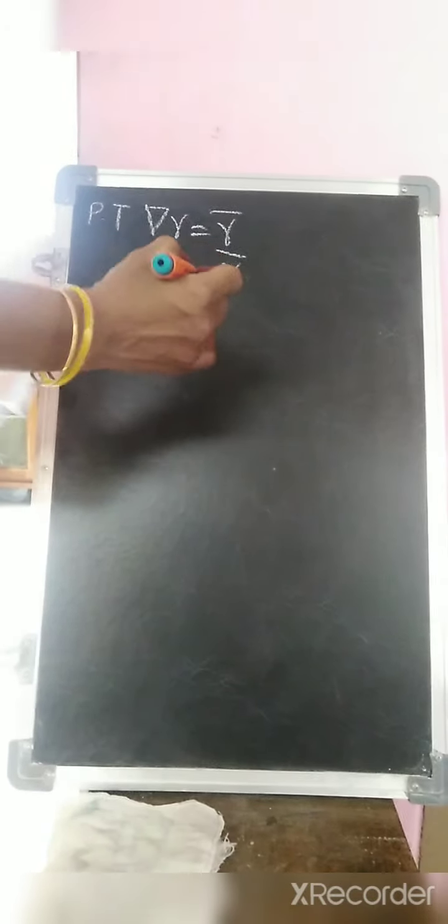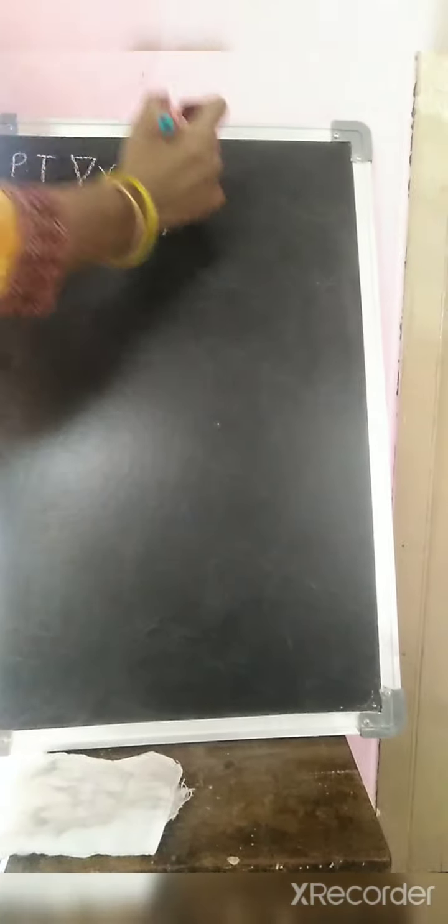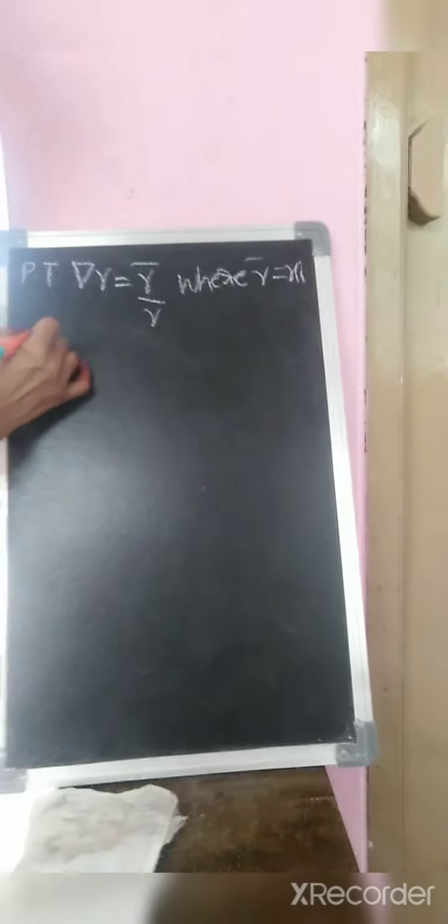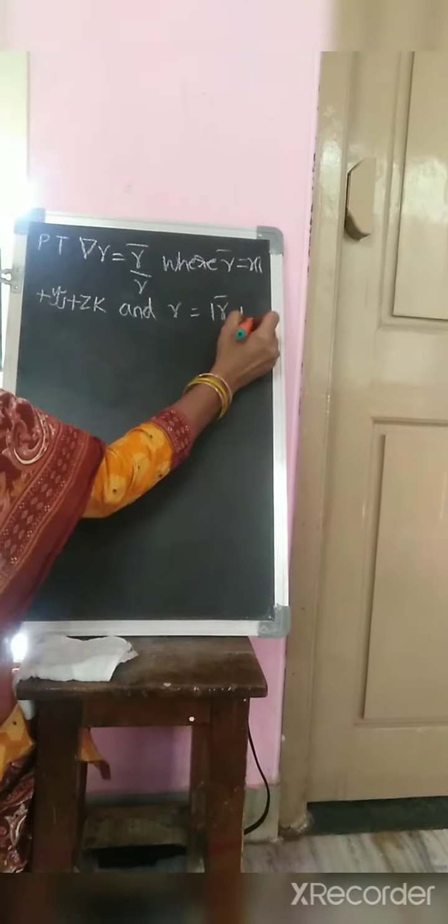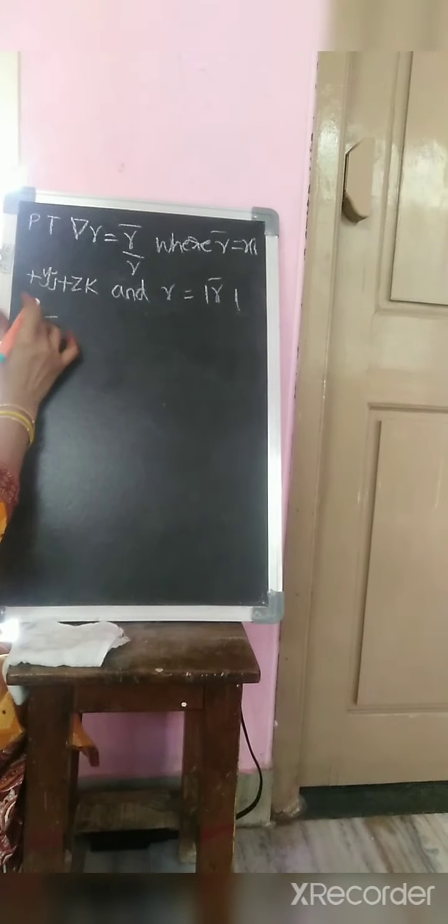Here is a problem. Prove that grad r is equal to vector r by r, where vector r is equal to xi plus yj plus zk and r is equal to mod of vector r. So the vector function solution.